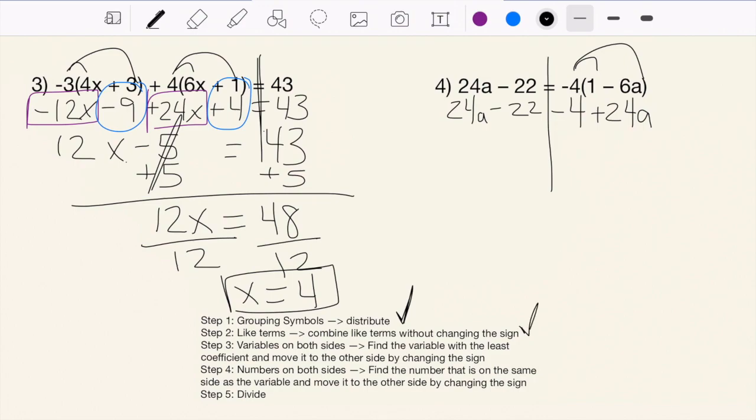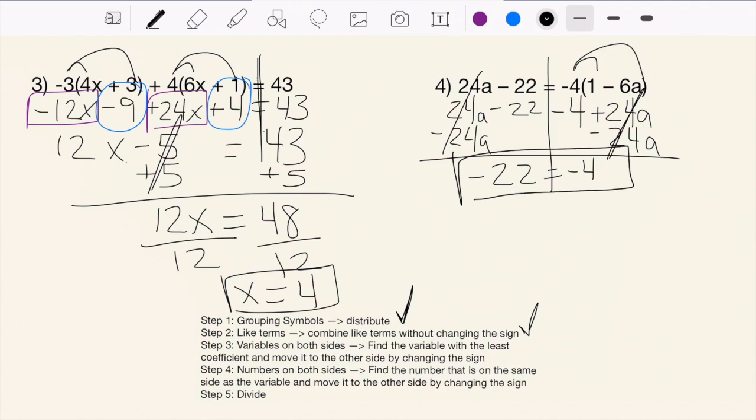And then we have variables on both sides. We do have variables on both sides. So what I'm going to do is I'm going to subtract 24a on this side and subtract 24a on this side. We're left with negative 22 equals negative 4, and then this will give us 0. So does negative 22 equal negative 4? No. So this is another one of those no solution problems.